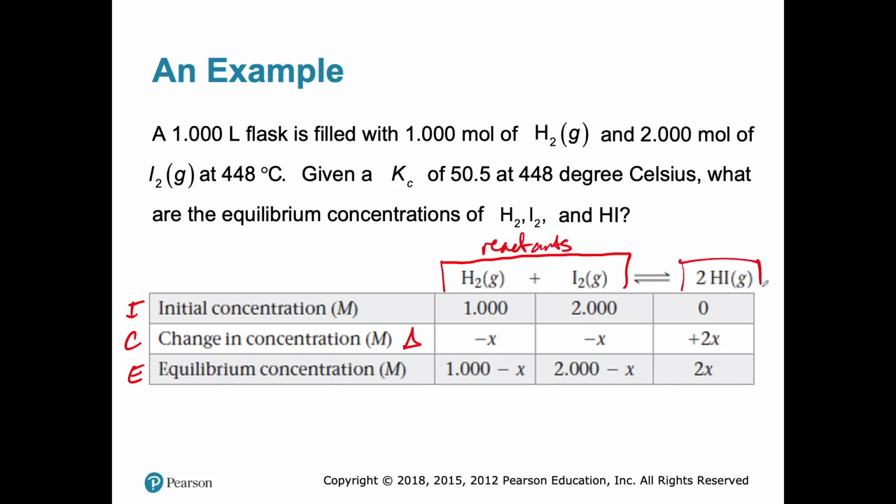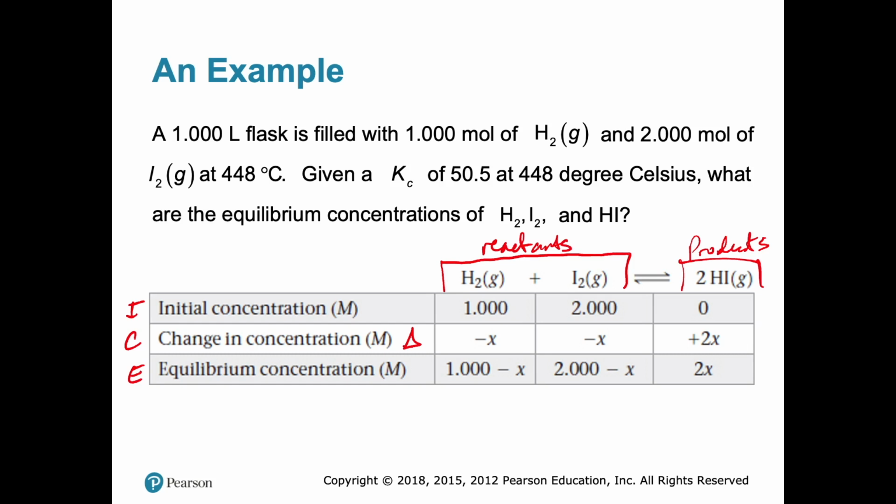And here we have the products, and you do what you did before, where you fill in what you know. So initially, 1 goes there again for the initial of hydrogen gas. 2 goes there for the initial of iodine gas. And then 0, because it hasn't happened yet. Nothing's happened at the initial. So 0 goes there for hydrogen iodide gas.